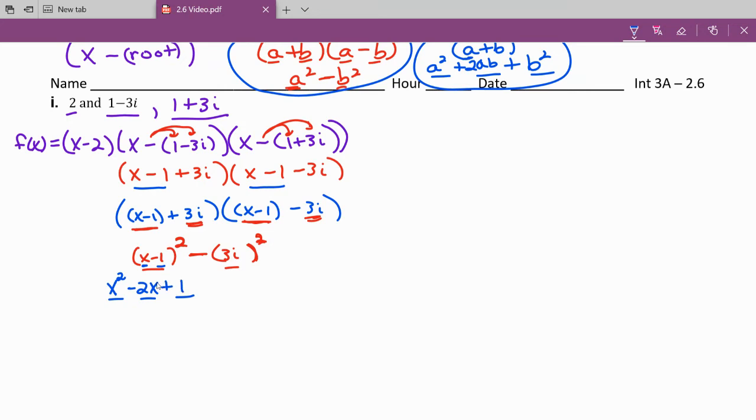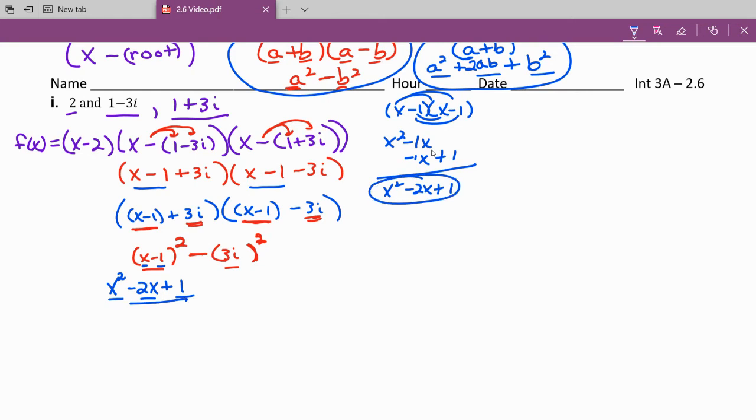All right, so again, if you needed to, on a separate sheet of paper, you could rewrite the x minus 1 times another x minus 1 and multiply it out and get the same thing. So x times x is x squared. On the outside, you get negative 1x. On the inside, you get another negative 1x. And then negative 1 times negative 1 is positive 1. When you combine your middle terms, you get negative 2x plus 1. So this is the same thing that we have going on right here.